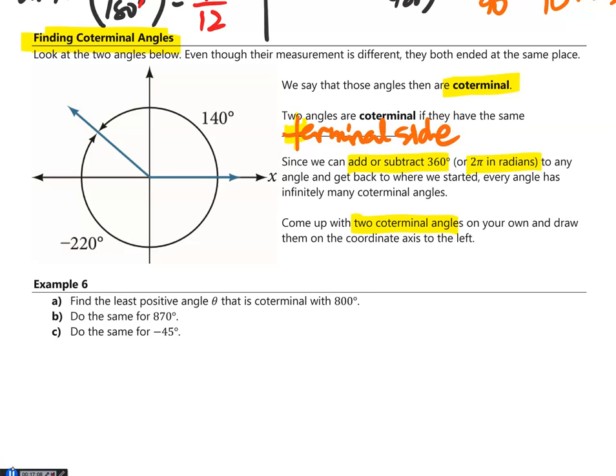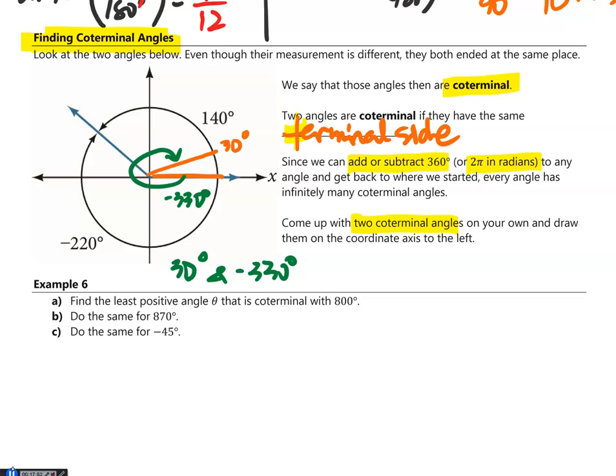Okay, so let's say an example, if I have 30 degrees here and coterminal, meaning have the same terminal side. If I look clockwise from here to here, that is negative 330 degrees. So 30 degrees and negative 330 degrees have the same terminal side, so they are coterminal.